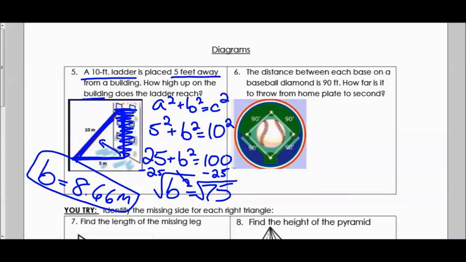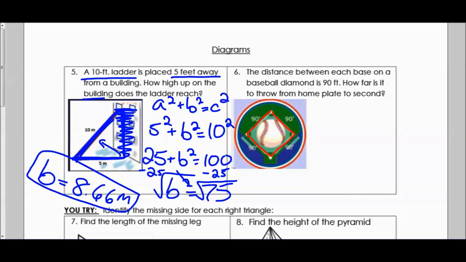And that should make sense. The 8.66 meters should be less than the 10 meters. First off, it's not the hypotenuse, so it should be shorter. And a 10-meter ladder standing slightly slanted up against a building is not going to get up to 10 meters. It should get a little bit less than 10 meters.